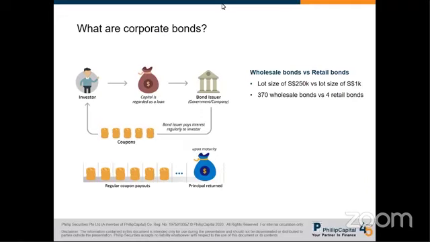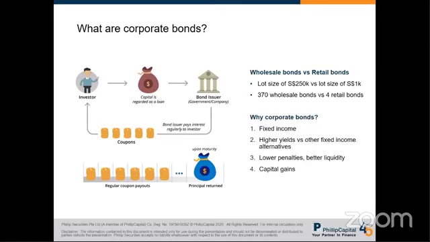Both are the same, but they have key differences. Wholesale bonds are traded in lot sizes of 250K, whereas retail bonds are traded in lot sizes of 1K. And also, with regards to trading, wholesale bonds are traded over the counter, whereas retail bonds are traded on the exchange, just traded like normally, like stocks. Wholesale bonds are traded over the counter, meaning between counterparties individually themselves. So that's the two differences: one is traded on the exchange, one is traded over the counter, and they trade in different lot sizes.